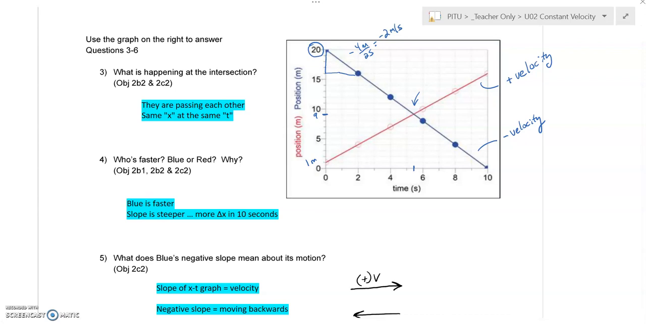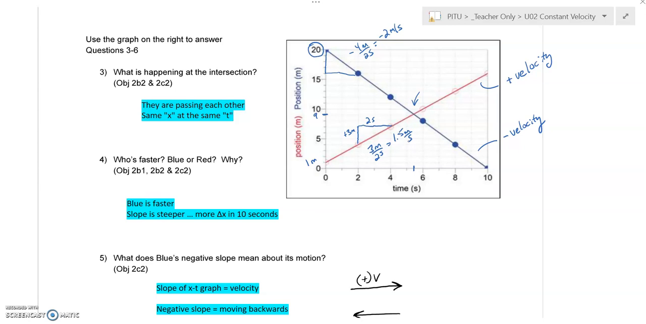Whereas the red object appears to be going up 1, 2, 3 meters for every 2 seconds. So it's going to be plus 3 meters for every 2 seconds. So that's 3 meters for 2 seconds, which equals 1.5 meters per second. Okay? Now we can do that by looking at little segments here, or we could do it by looking at the whole length of the line, right? By looking at the total displacement. Either way, it's going to give us the same values, right?